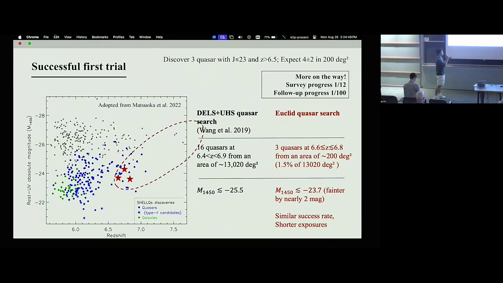The last message is: stay tuned, because more is on the way. This is just the first 6 months of the entire survey, and we have only followed up 1% of the entire footprint. We are going to see many more quasars soon in this red circles regime.